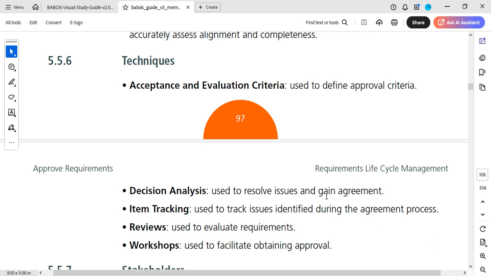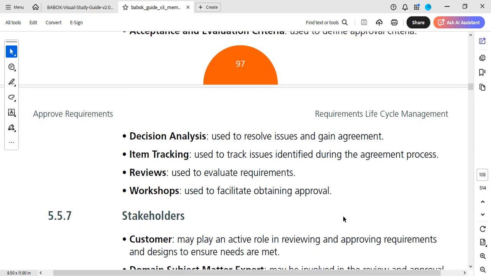For example, when there are so many options, or when there needs to be an agreement or a decision to be taken, you as a project manager or even a business analyst would raise a decision request, do a decision analysis, document it and provide it to your stakeholders, so they would read it and then recommend. Then they would choose which of the options they want to go with. Maybe when there are varying requirements and one needs to go, one needs to stay, you raise that document. Item tracking used to track issues identified during the agreement process.